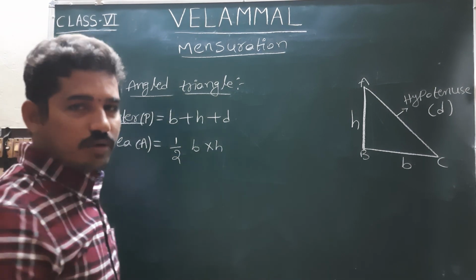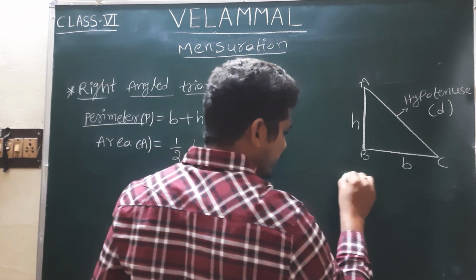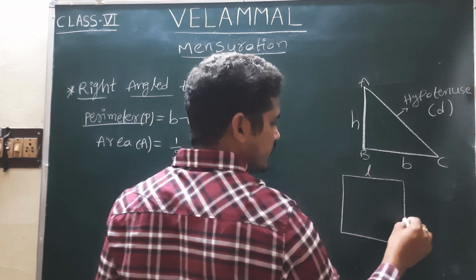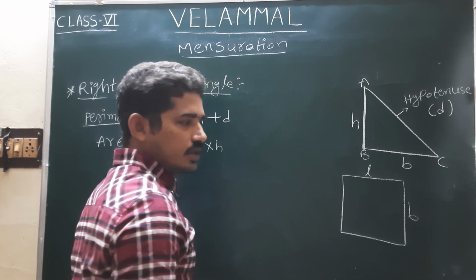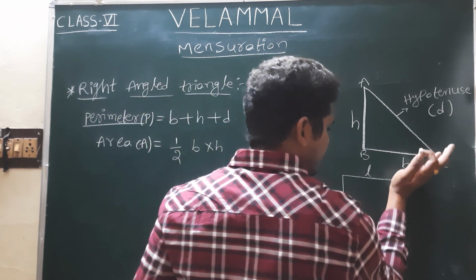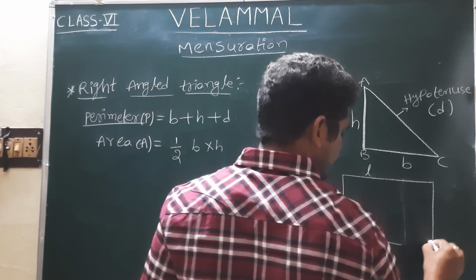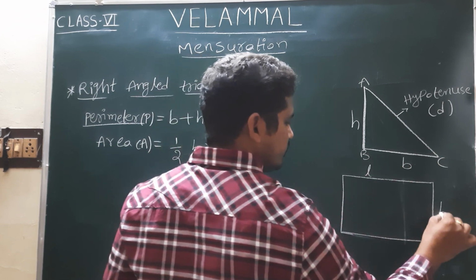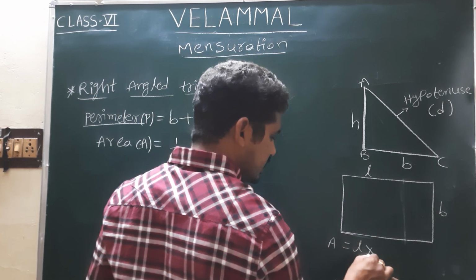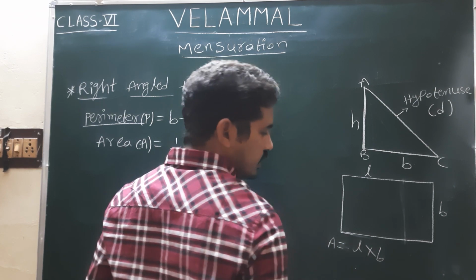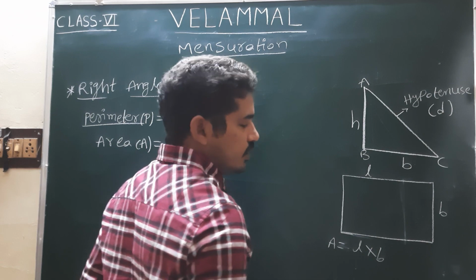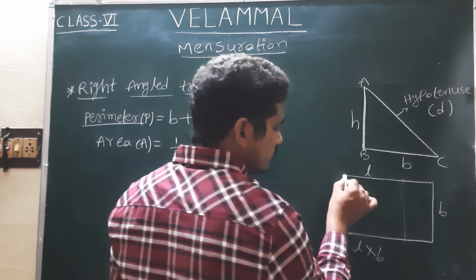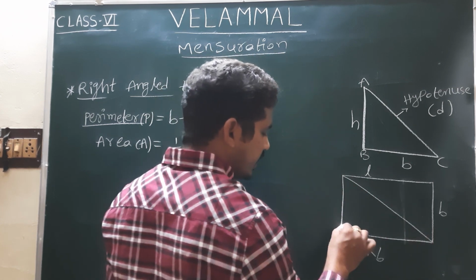How we got this formula, I will also explain. See, I am taking a square here. Or else take a rectangle, not a square. This will be the length and this will be the breadth. Now the area formula we can say as L into B, length into breadth. Now we need to find the area of a triangle, so this one triangle will be taken.